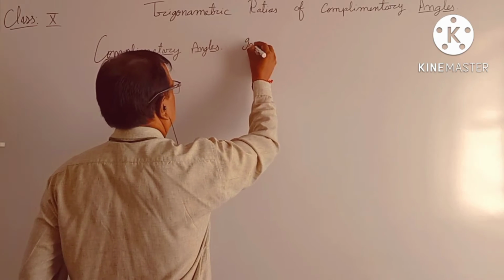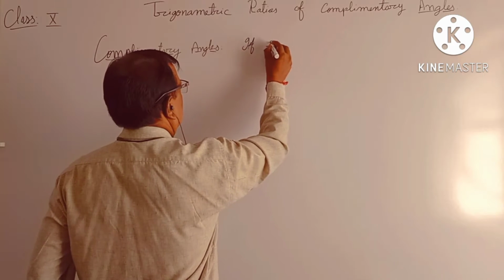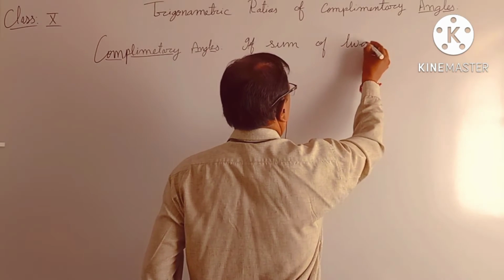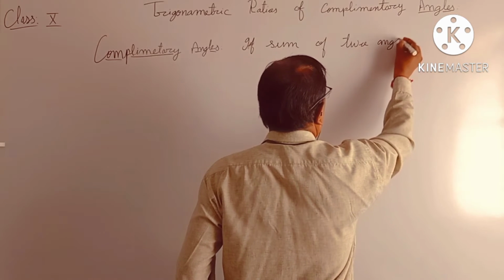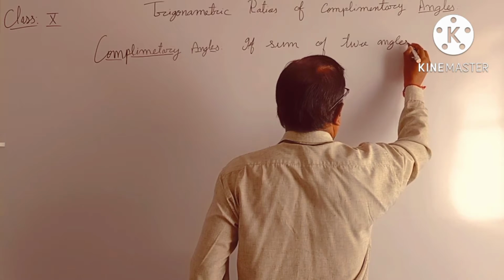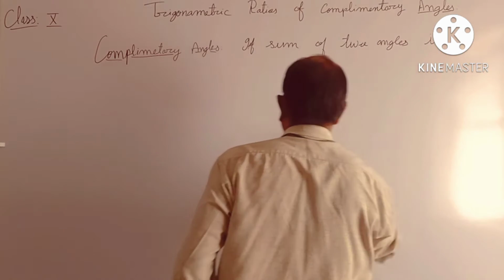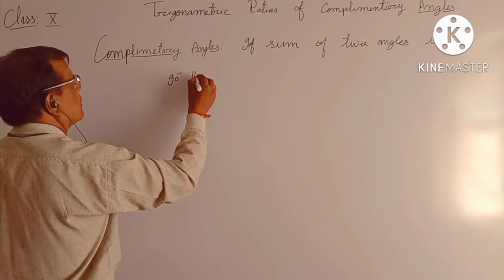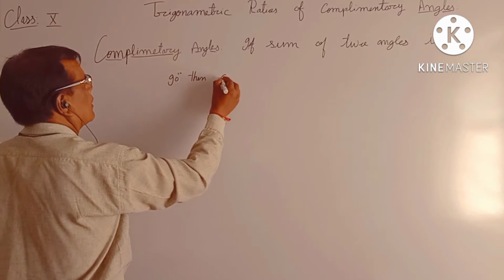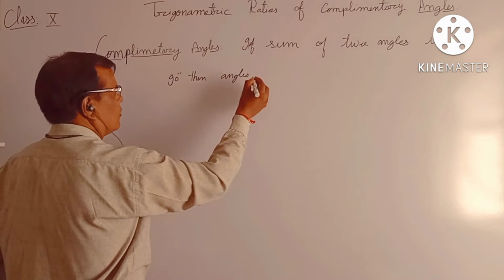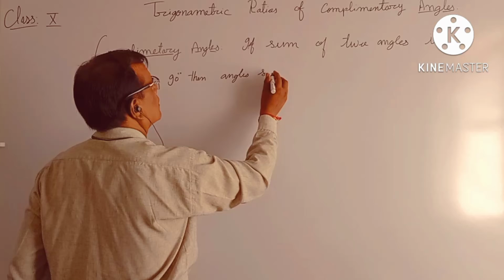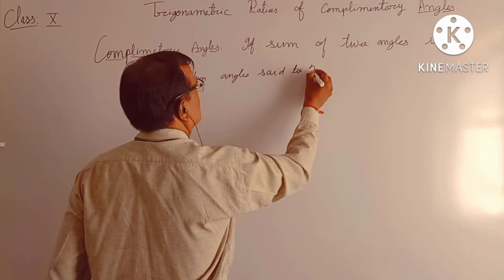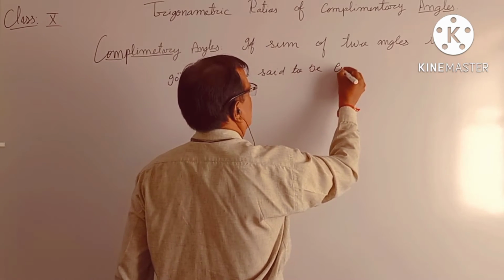If the sum of two angles is 90 degrees, then the angles are said to be complementary.